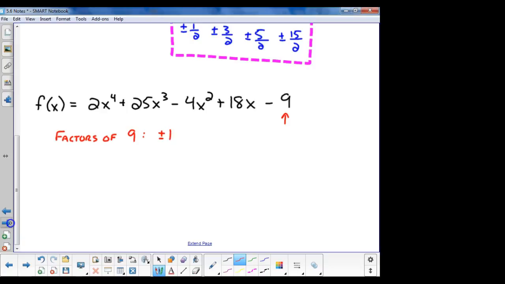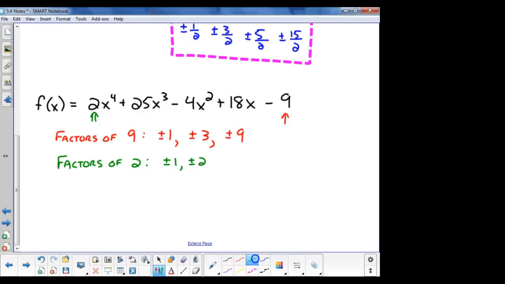So what are the factors of -9? Plus or minus 1, plus or minus 3, plus or minus 9. Okay? Then what do I look at? I look at my lead coefficient. So what are the factors of 2? Plus or minus 1, plus or minus 2.